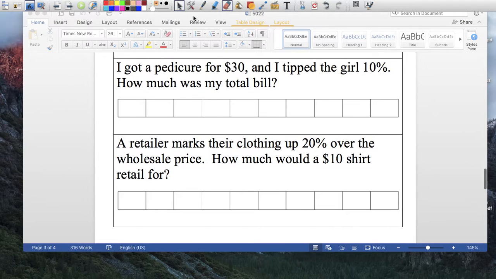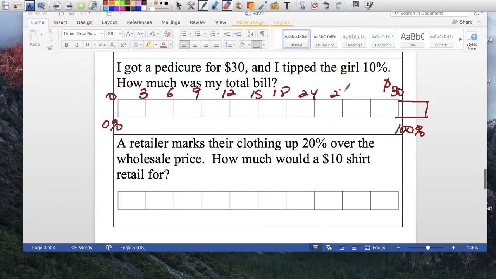I got a pedicure for $30. Well, I don't need to get pedicures, and I want to give the girl a tip. This is $30. And we are adding 10% to our total. So it's 3, 6, 9, 12, 15, 18, oh, I forgot 21. So 21, 24, 27, 30. And remember, each box is 3, right? So each box means 3.